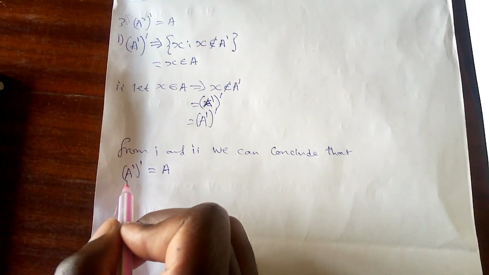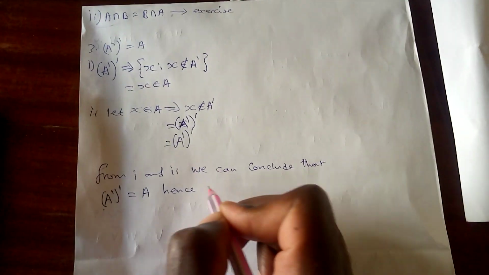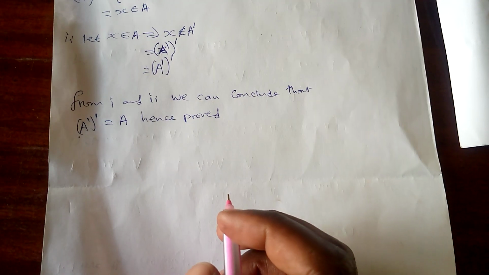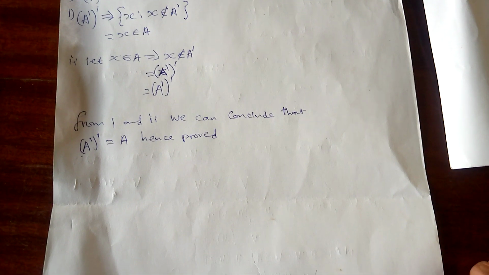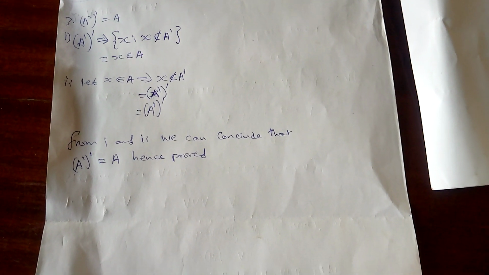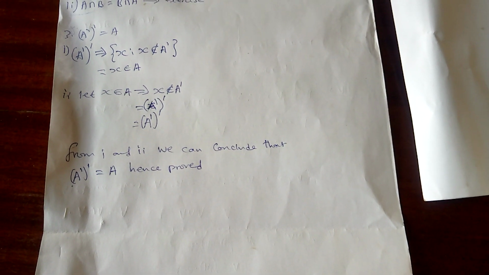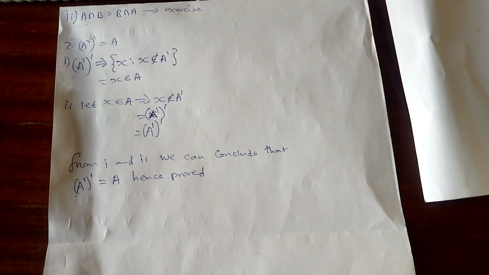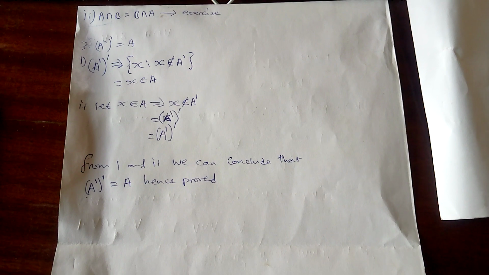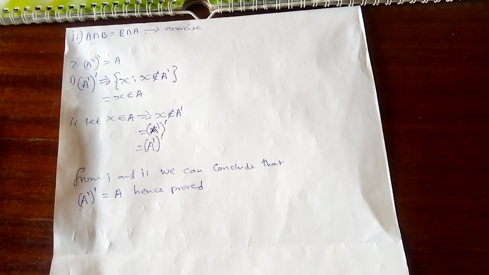So this theorem is preparing us for our next theorem, which is the most and most important theorem in set theory. The other ones I was saying are important, but this one is the most important. It is called De Morgan's theorem. It's one of the most important theorems in set theory.